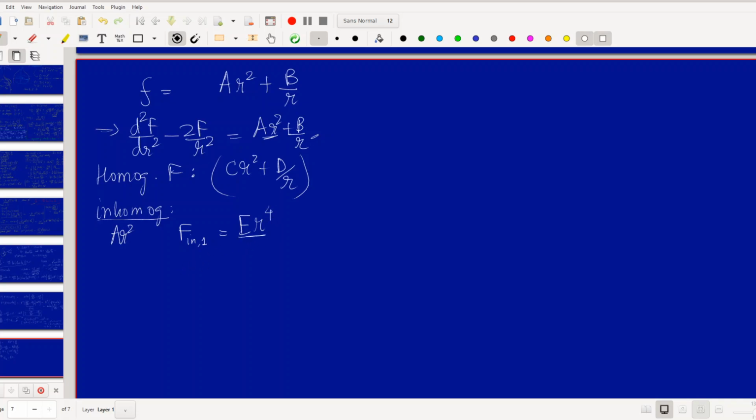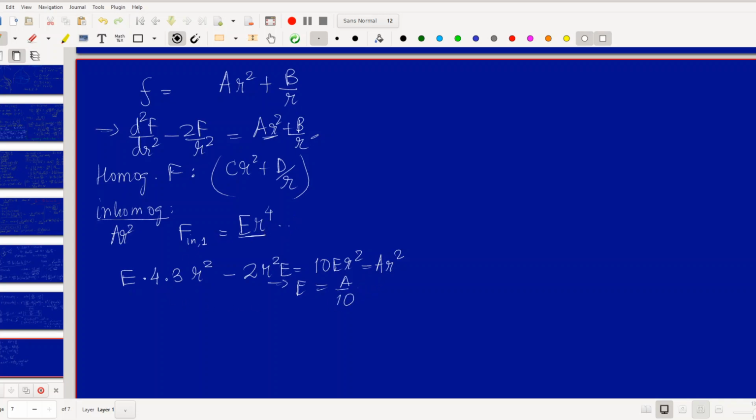So if you substitute e r to the power 4 in the left hand side, we have e times 4 times 3 times r square minus twice r square times e. So this is equal to 12 minus 2, 10 e r square. And on the right hand side, we are trying to match it with a r square. So this should be equal to a r square. Thus, e has to be equal to a upon 10.